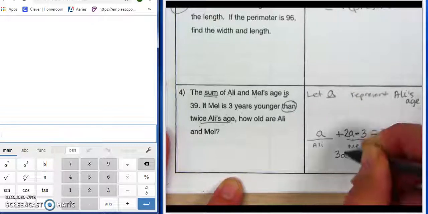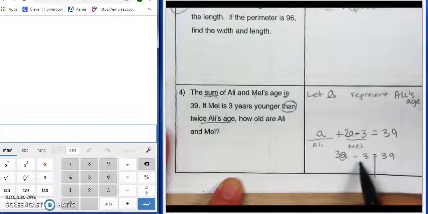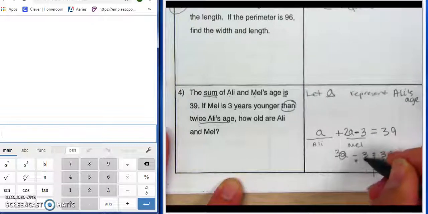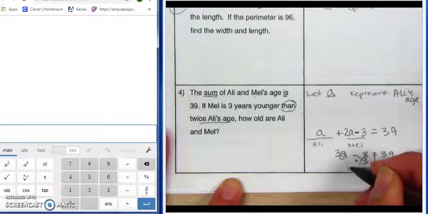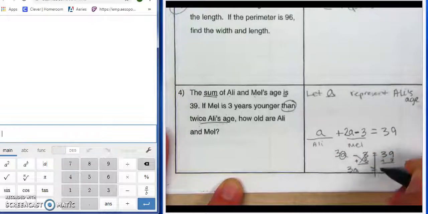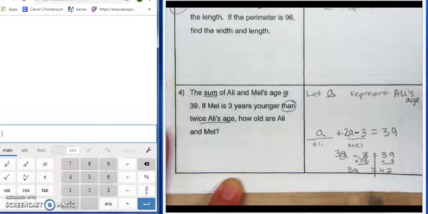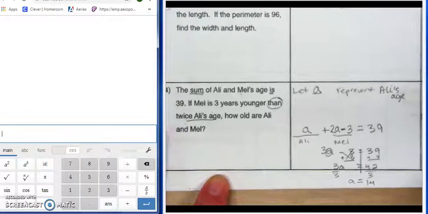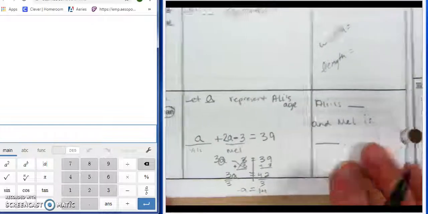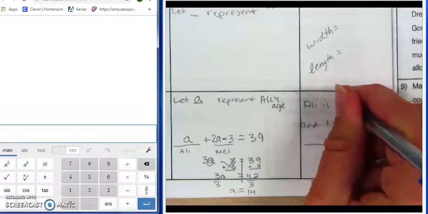Draw your line, circle the variable. The thing farthest away is the minus 3. So we will add 3 to both sides. Those cancel out. We get 3a equals 42. And then our last step here would be divide both sides by 3. And we get a equals, let's see, goes in once and then it goes in 4 times. So a equals 14. All right, so what does that tell me? Well, a was representing Allie's age, so that tells me Allie is 14.